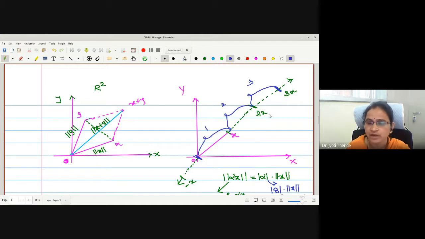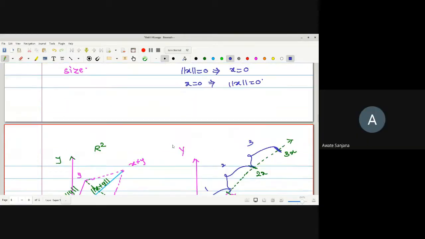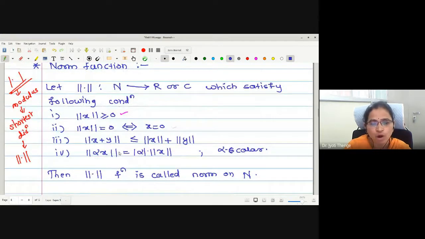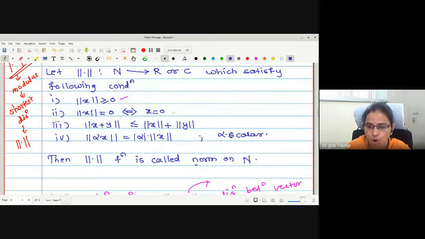Understood the meaning of the fourth condition as well? Therefore, the function norm which satisfies all the 4 conditions is called a norm. Norm is the generalization of a metric. Which condition is added extra? The scalar multiple condition is added extra. Now the natural question arises: what is the relation between metric space and normed linear space?